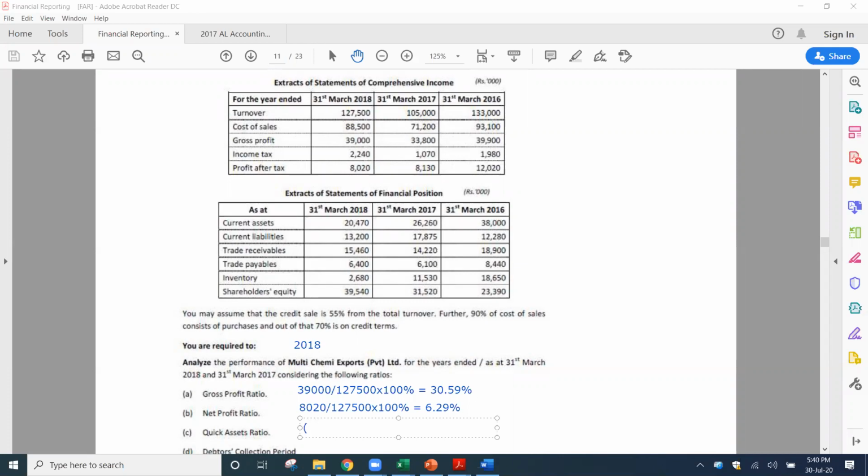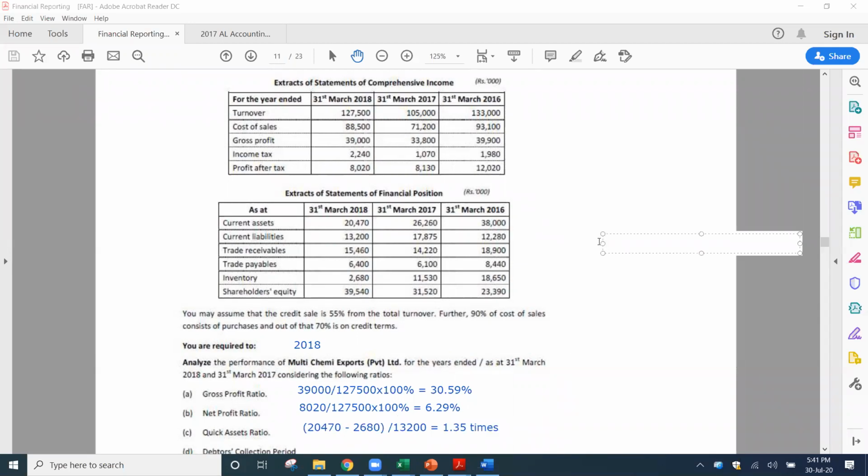So quick asset means from the current asset, 20,470, we deduct the inventory 2,680 and divide by current liabilities, 13,200. So 20,470 minus 2,680, 17,790, divided by 13,200. Answer is 1.347, about 1.35 times.